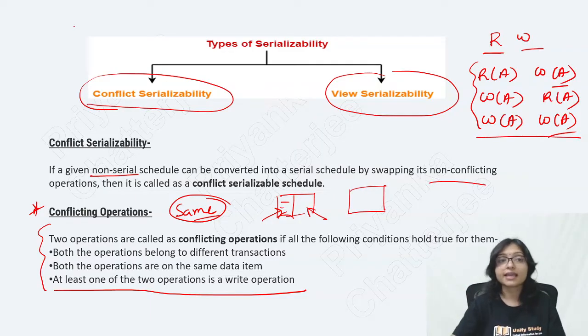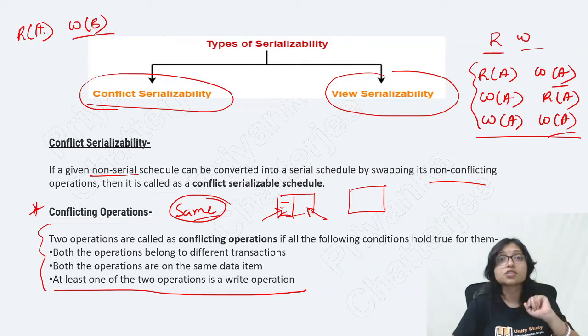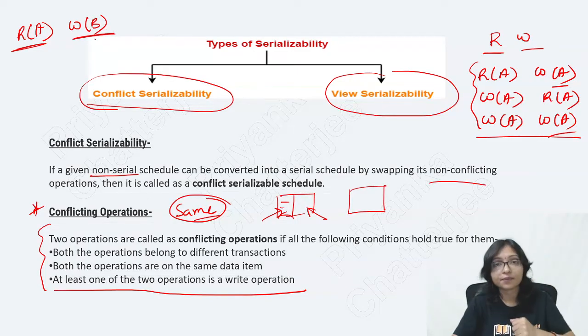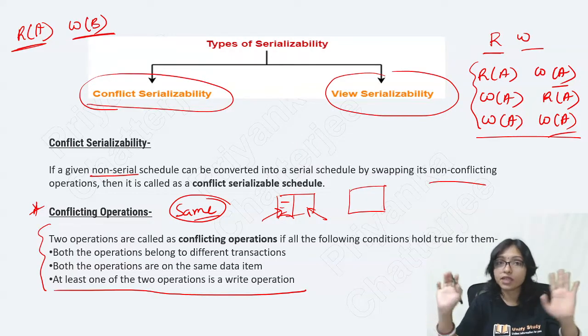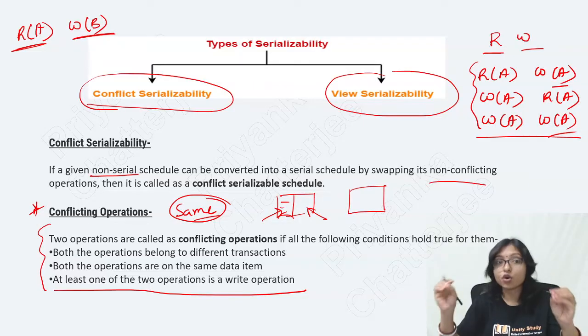It is not like that if one is read A and another is write B, because this is not at all a conflict. You are reading one book, book A, and your brother is writing book B, so there is no problem. It should be on the same data, then only it is a conflicting pair, otherwise not. I hope the conflicting pair is clear to you.